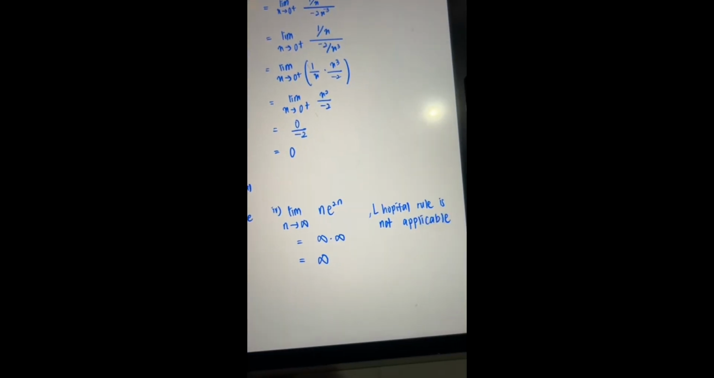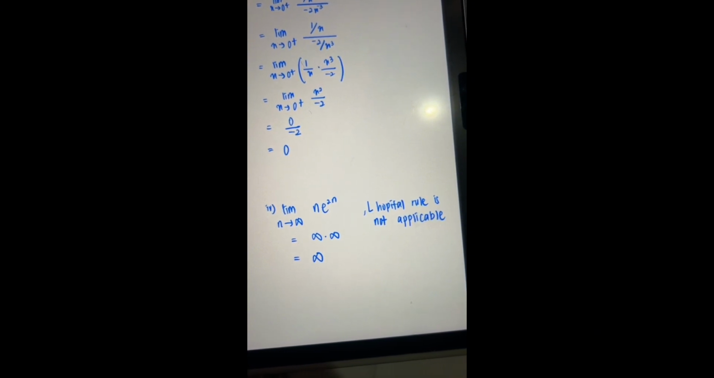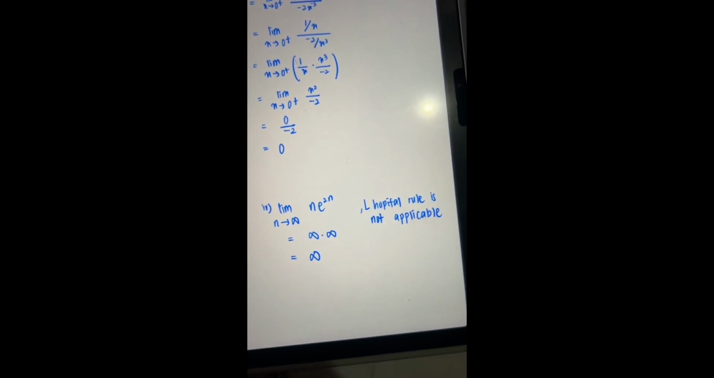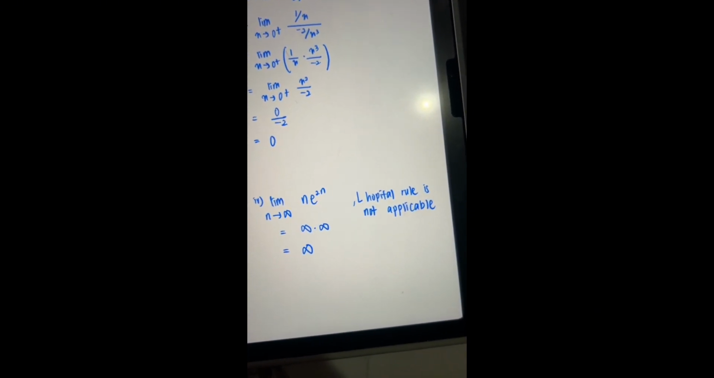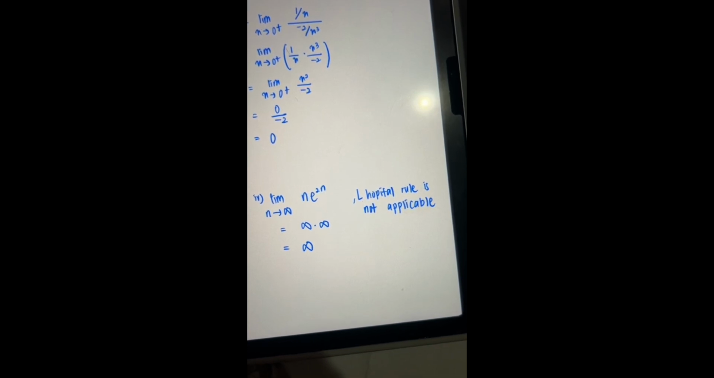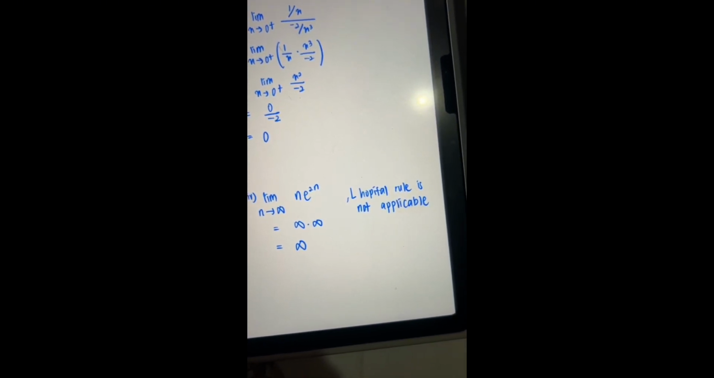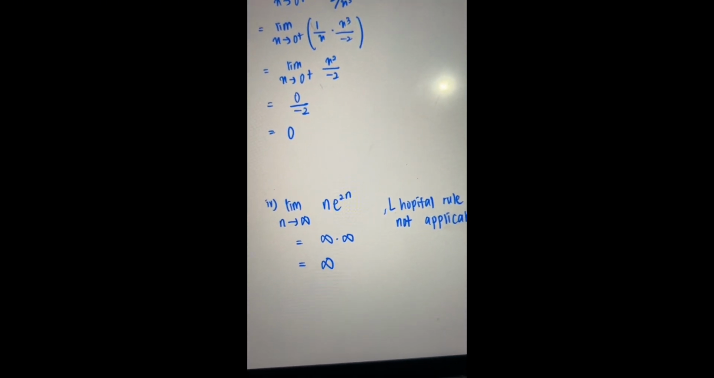For the last one, both n and e power 2n go to infinity as n increases. This is infinity times infinity, which is not an indeterminate form. So L'Hopital rule doesn't apply here. So the limit is infinity.